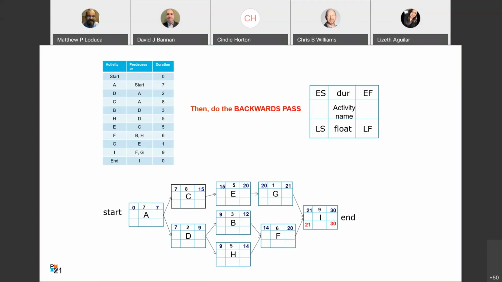Okay. And then we subtract the duration to get our late start of 21. Our 21 is going to be able to be pulled back into G and F, right? Okay. Then we're going to do our subtraction to do the floats for each as we go back.